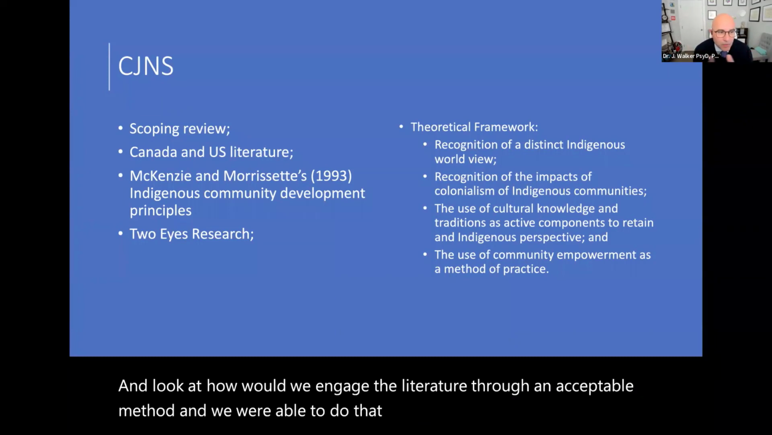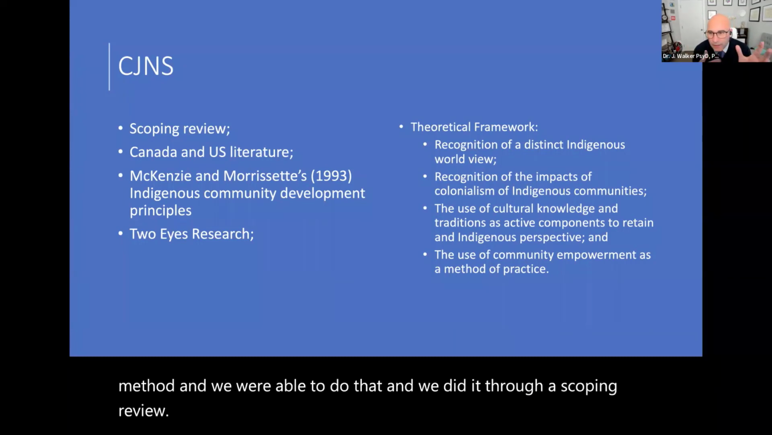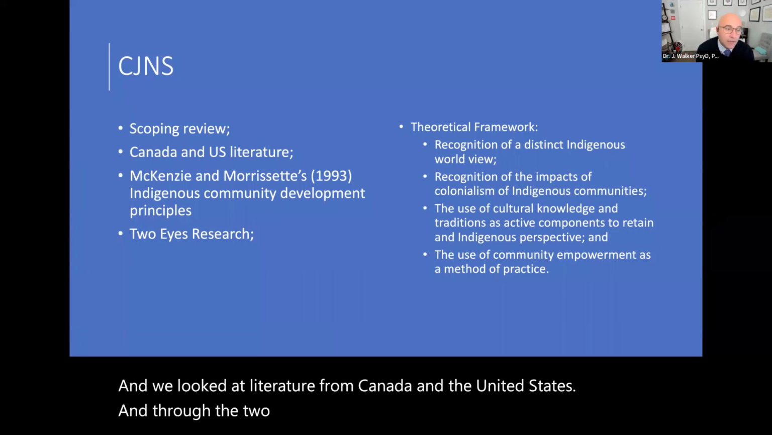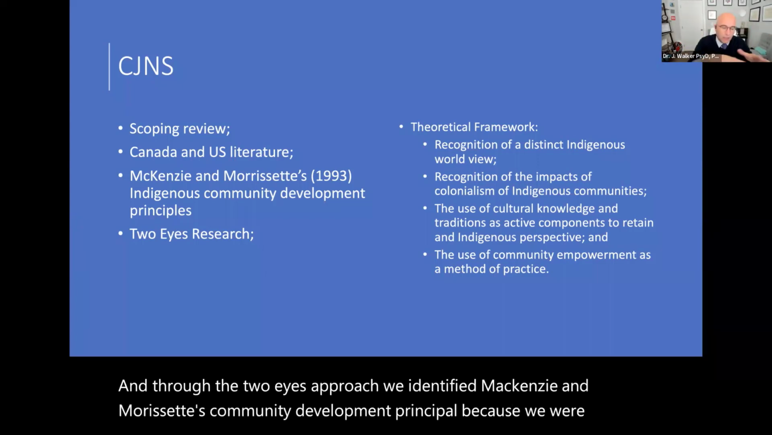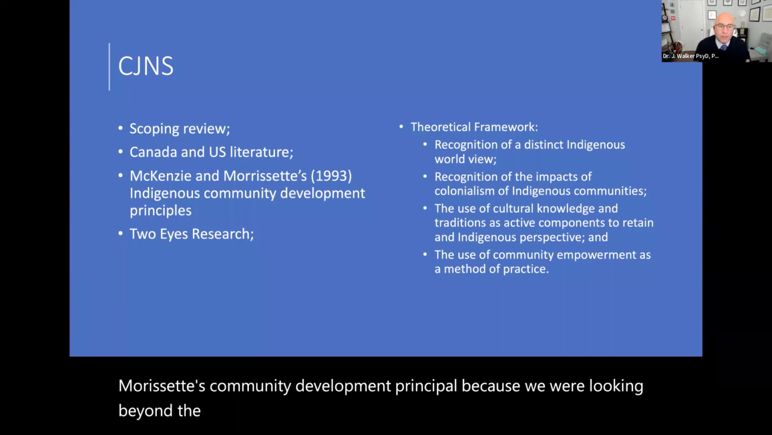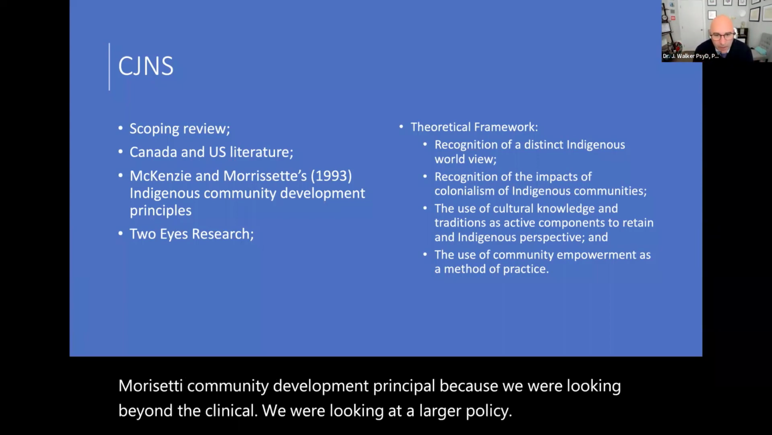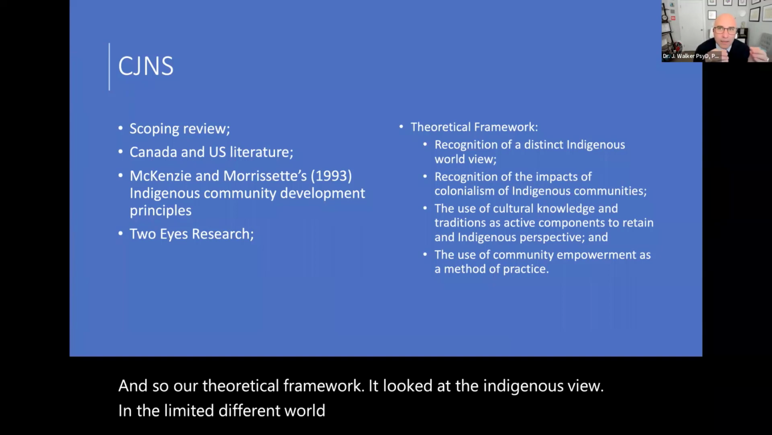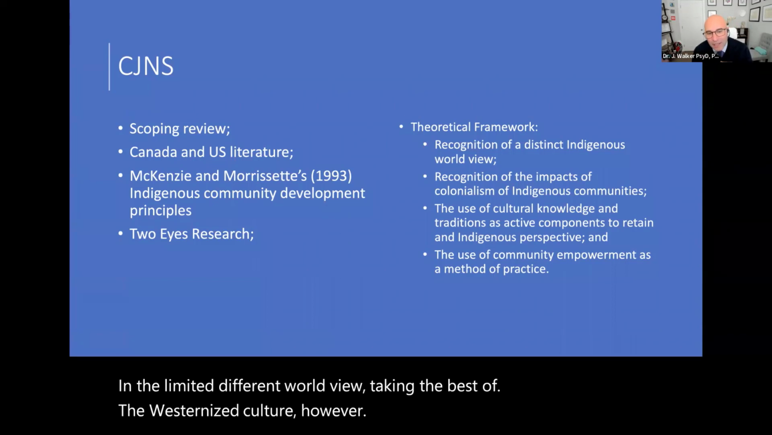And we did it through a scoping review. We looked at literature from Canada and the United States. And through the two-eyed approach, we identified Mackenzie and Morissette's community development principle, because we were looking beyond the clinical. We were looking at a larger policy. And so our theoretical framework looked at the Indigenous view, and it looked at a different worldview, taking the best of the Westernized culture, however, recognizing those limitations.